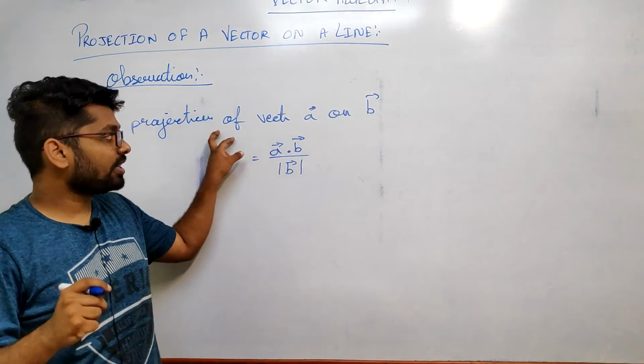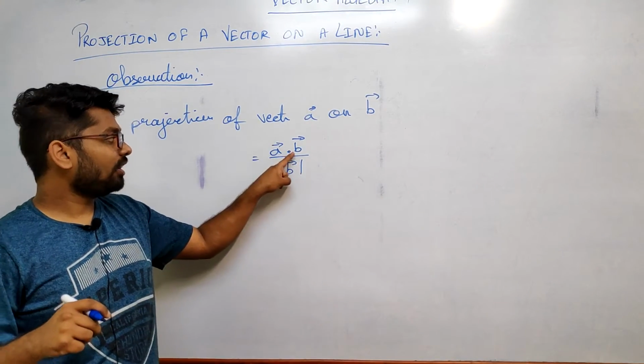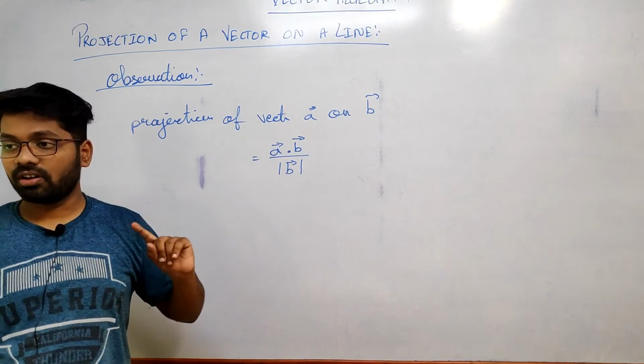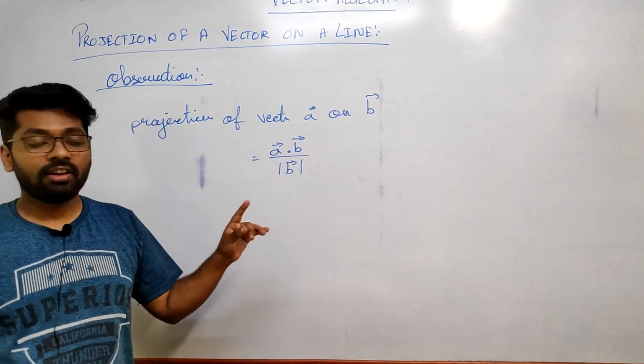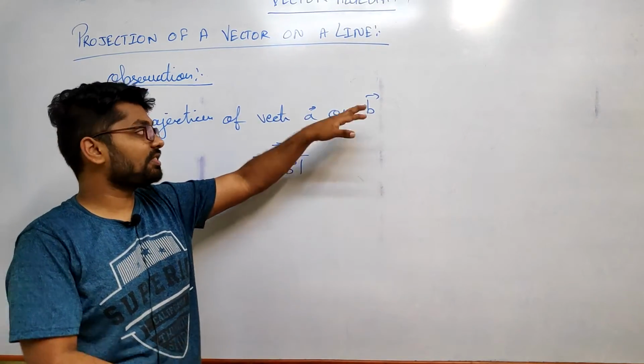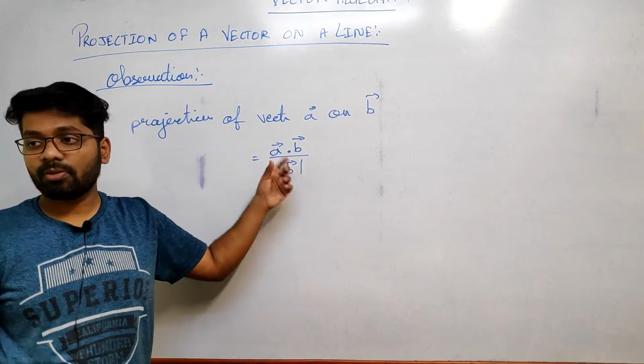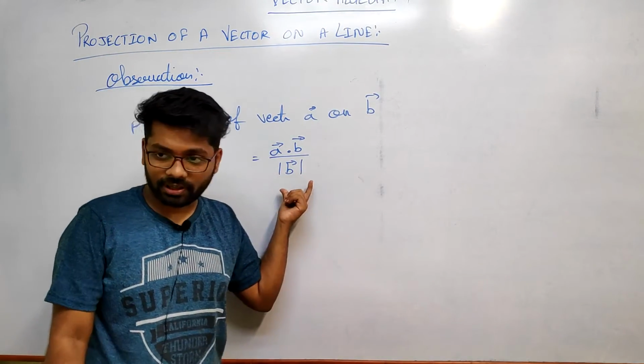The vector projection of vector a bar on b bar is given by a bar dot b bar divided by modulus of b bar. So where is the projection falling? It is falling on the vector b bar, so it will be coming below.